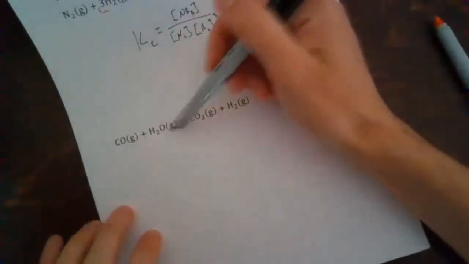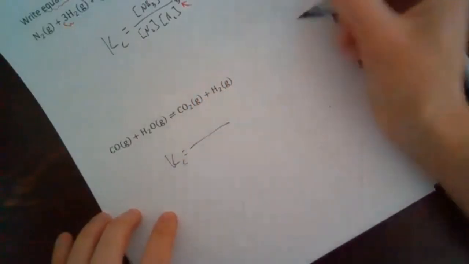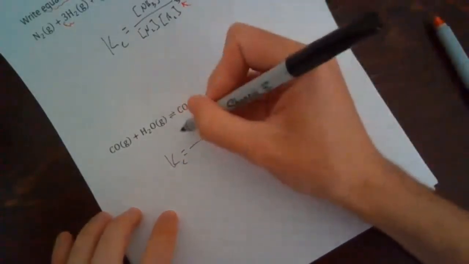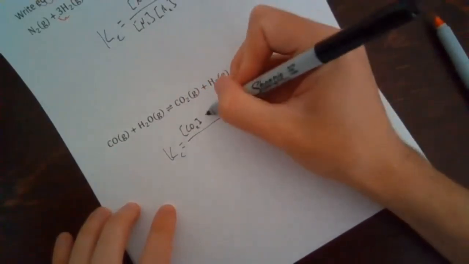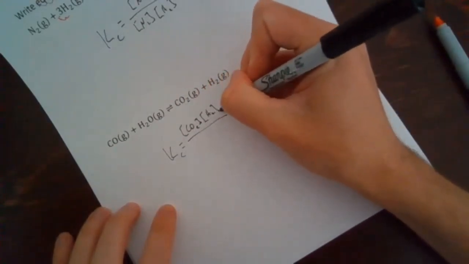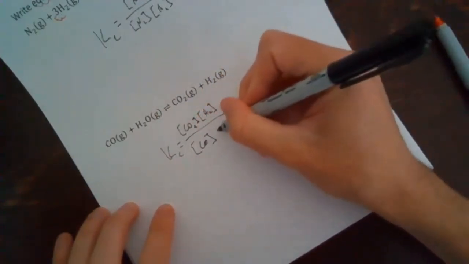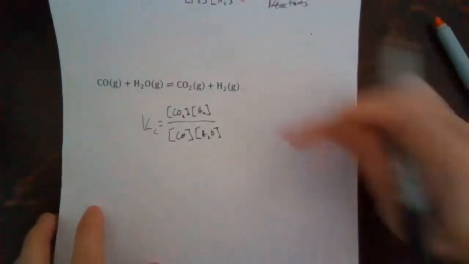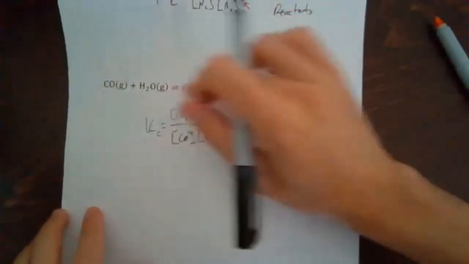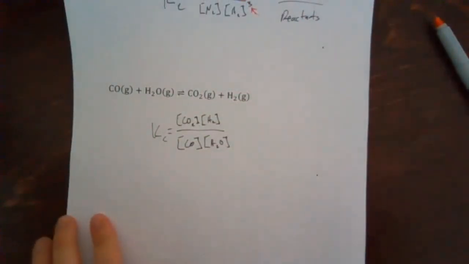So CO plus H2O, CO2 plus H2. Always going to be that fraction. Top is products. So I've got CO2, H2, bottom, CO, H2O. And because the coefficients in all of these are 1 across the board, the exponents are all 1. I don't need to write anything. That's totally fine for them just to be 1.